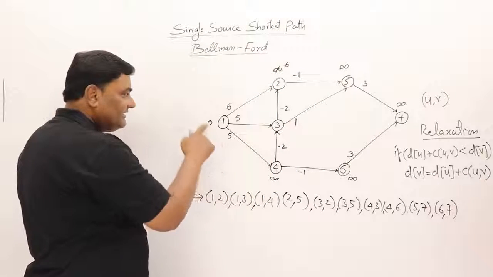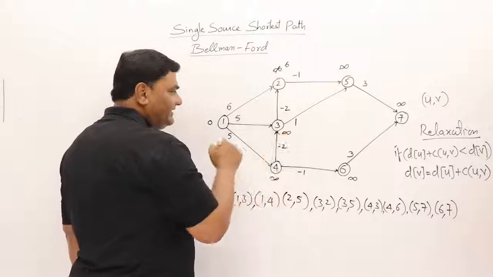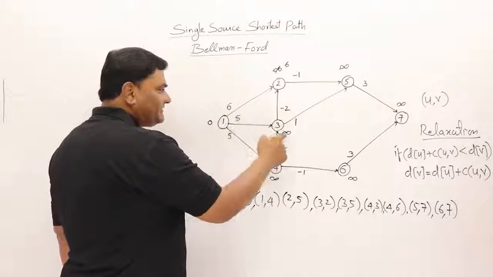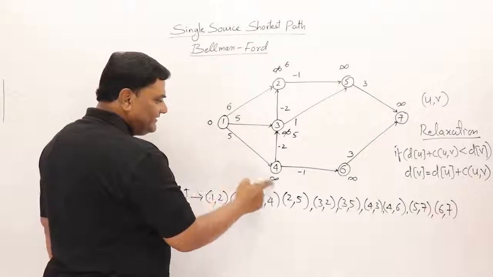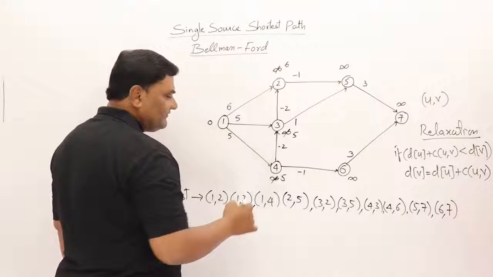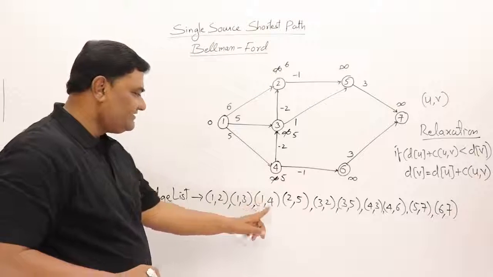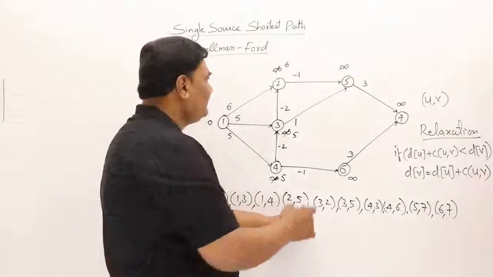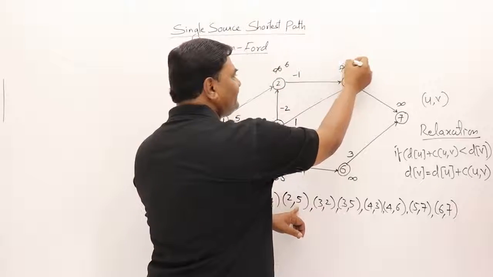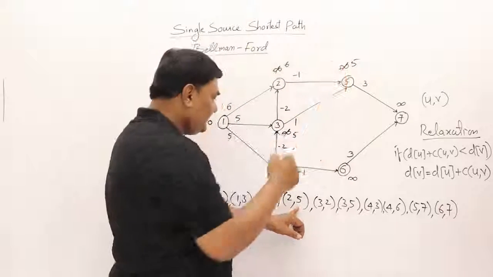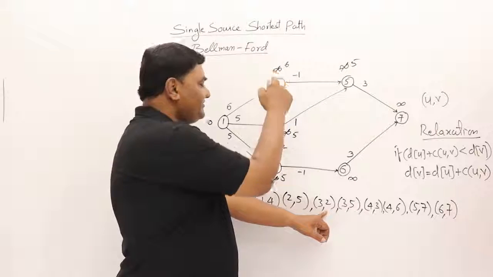The next 1, 3. 0 and this is infinity. So 0 plus 5 is less than infinity. So change this to 5. So first 3 edges completed. Now 2, 5. This is 6 minus 1. This is infinity. So this is 5. 6 minus 1 is 5. This is already changed. You see.